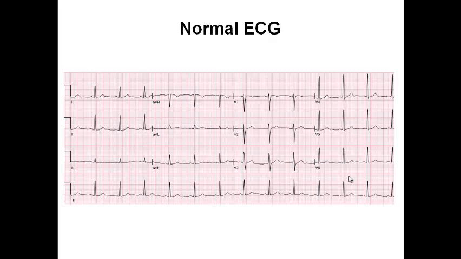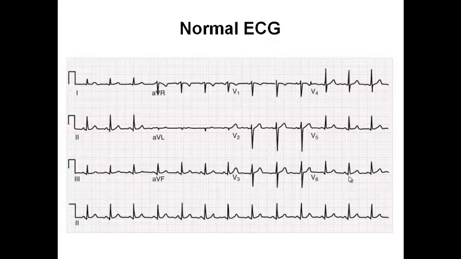This is another form of normal ECG, in which we can see positive complexes in the 5 limb leads, and of course we know that AVR is almost always negative in normal hearts, and we can see the R wave progression. And this is another pattern in which we can see positive complexes in leads 1, 2, 3 and AVF.